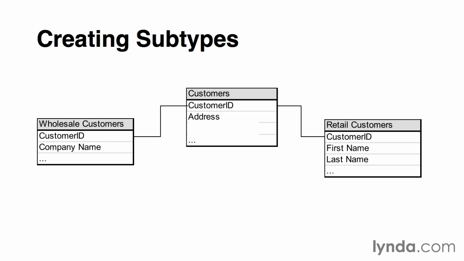Whatever you call it, it's important to understand that you can't have a record in one without a corresponding record in the other. In other words, every customer will now have information split between two tables. Because of this, it's common to place an identifier in the supertype table to indicate where the remaining attributes for that customer live. So in the supertype table, I'll add a new field called customer type that will only store the value of retail or wholesale.